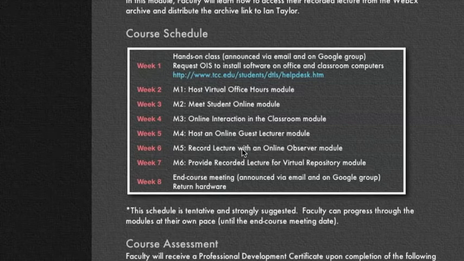Now this is just suggested, and when I said earlier that this is a self-paced course, it means that you can progress quicker than this, you can progress slower than this. It's all online, so you all do it at your own time. The only thing that you don't have your own time is completing module 2, 4, and 5, where you'll need Ian Taylor to come into your classroom or into your virtual office and then to complete the module.